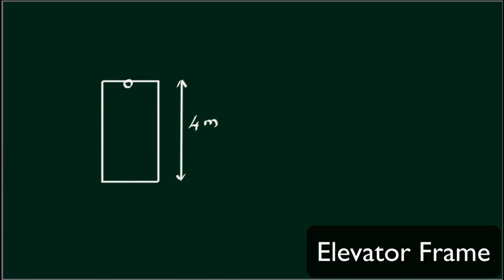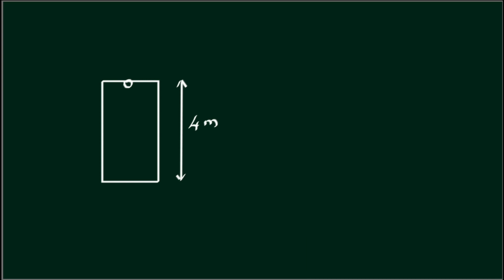Let's do the same problem now in the elevator frame. In the elevator frame, the elevator is not moving. It's stationary. So when the bulb breaks loose from the ceiling, its initial velocity is 0. And the displacement of the bulb in the stationary elevator is simply 4 meters. So displacement of the bulb is 4 meters. But what about the acceleration of the bulb?